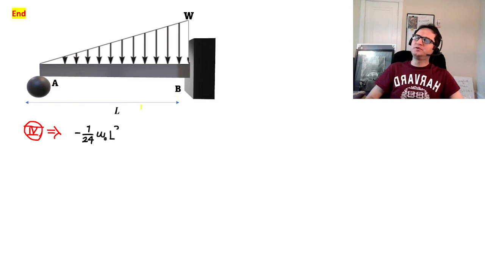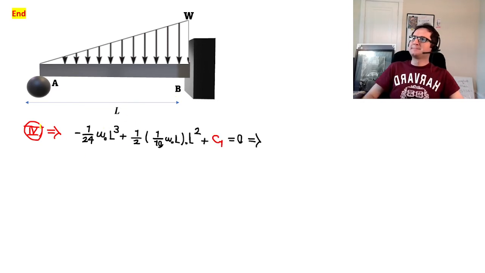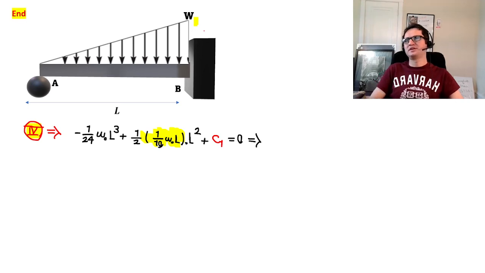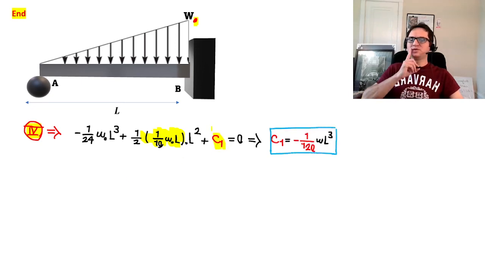Then if you replace Ra in equation 4, which you already know is 1/10 of WL, and just for clarification, W is W naught over the entire length, that gives you the only unknown of the problem, which is C1. And it gives you C1 equal to negative 1 over 120 WL cubed.